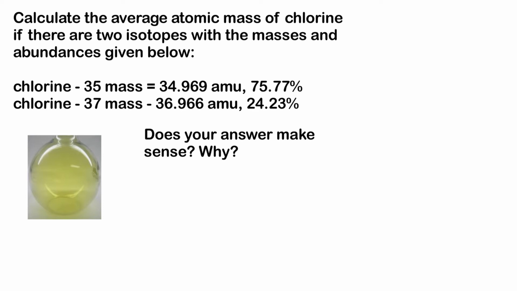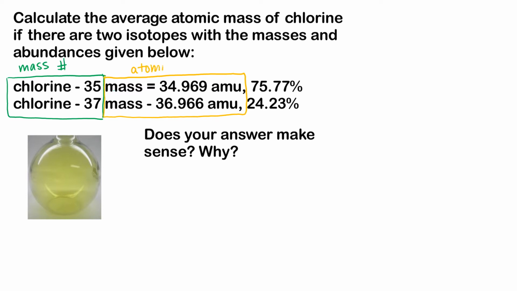So this first one, this idea of chlorine-35 versus chlorine-37. Because these are the whole numbers, this is referring to the mass number of these two isotopes. Next to that mass number, we see the mass of the two isotopes: for chlorine-35, the mass is 34.969 AMUs, and for chlorine-37, it's 36.966 AMUs. This is referring to the atomic masses of the isotopes because we see those decimals there.